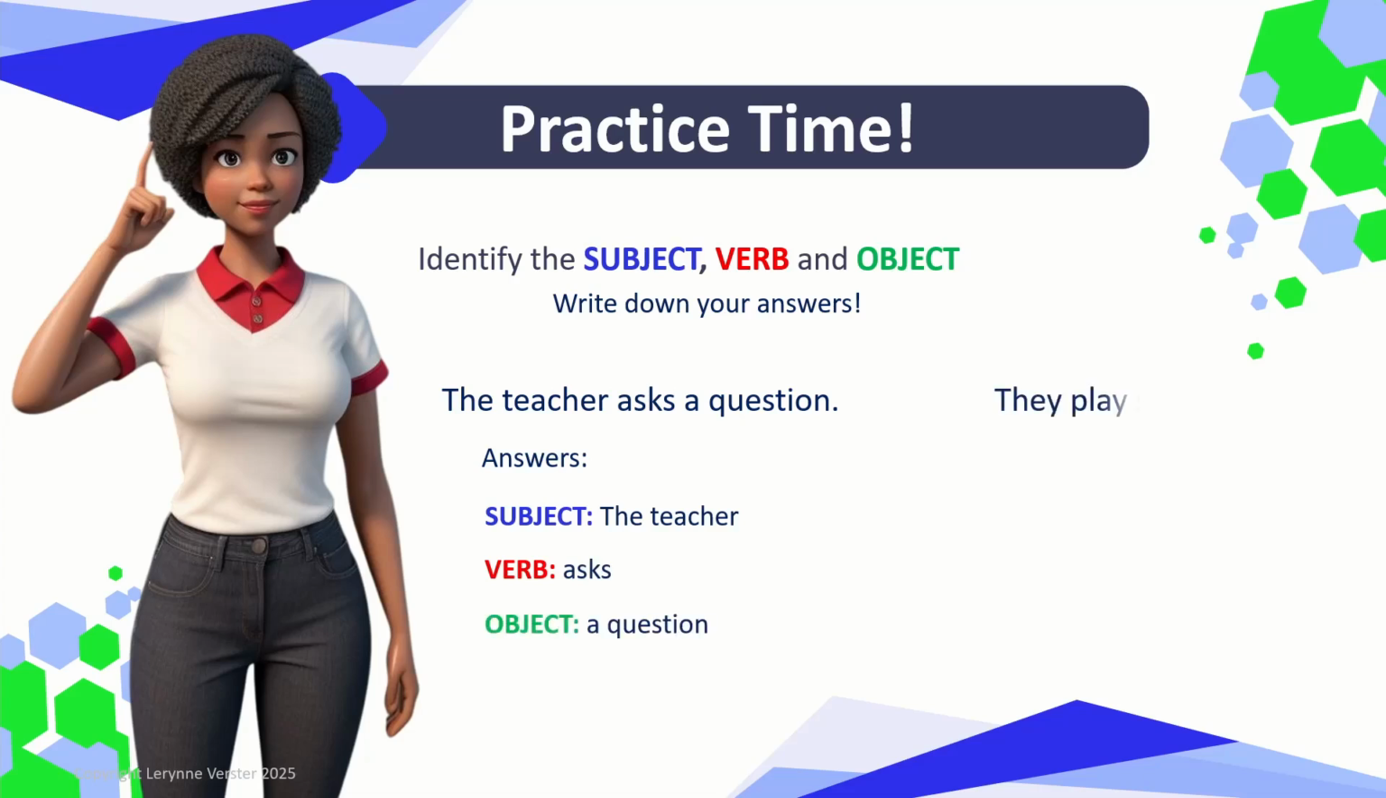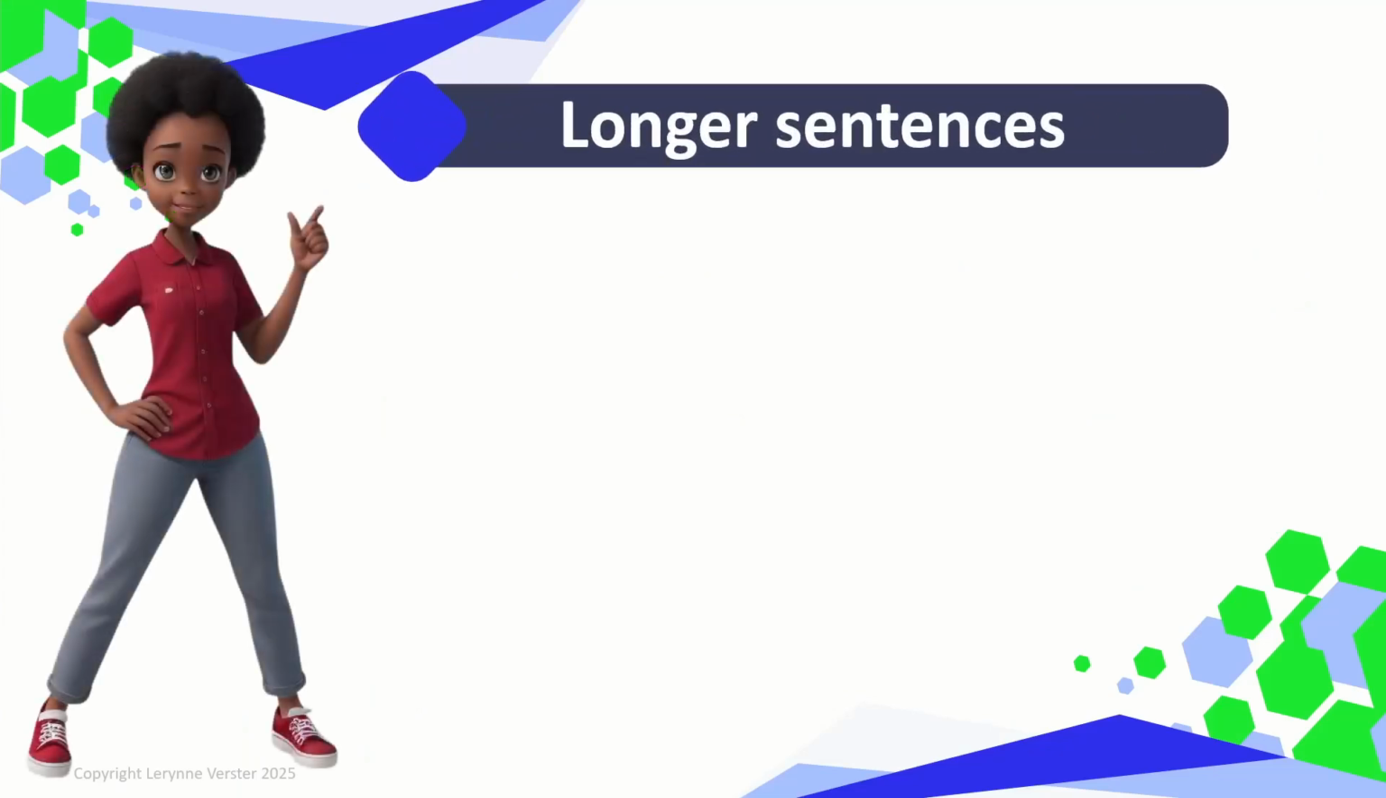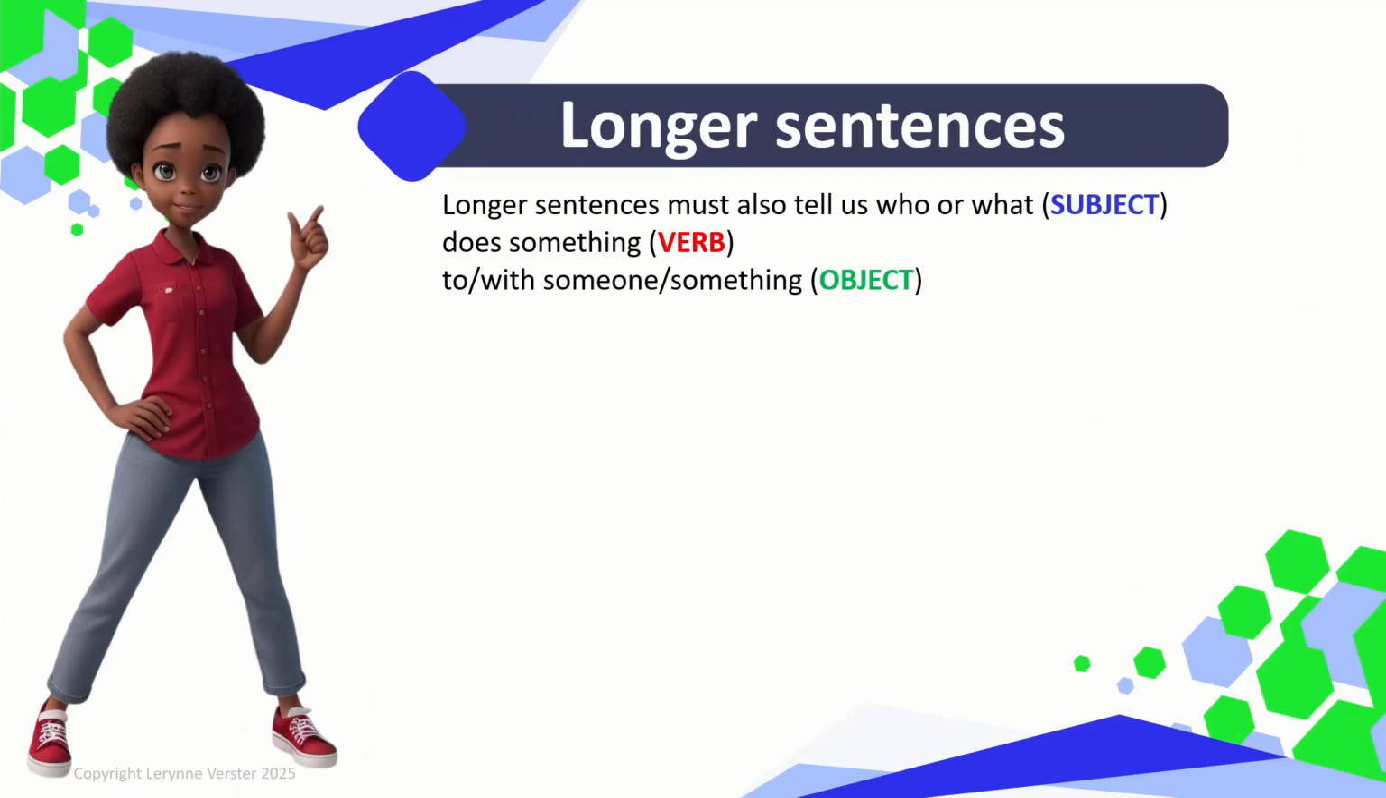Let's try one more. They play soccer. Answer. Subject, they. Verb, play. Object, soccer. You may have noticed that not all sentences are as short as our examples. What about longer sentences? How do they work? Longer sentences must also tell us who or what. Subject does something. Verb. Object.